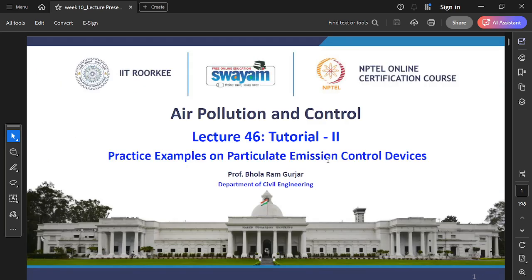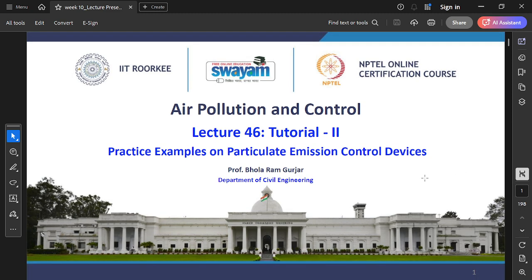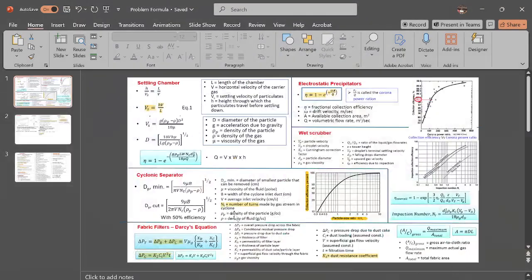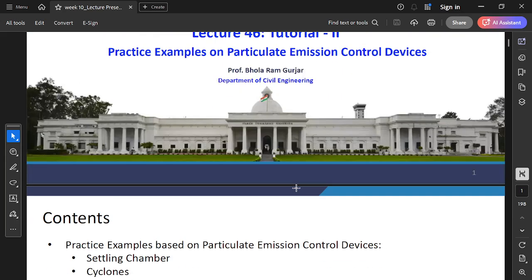Today we are going to see the practice examples for particulate matter emission control devices. What we have seen are settling chambers, fabric filters, electrostatic precipitators, cyclone separator and the wet scrubbers. First, the problem.